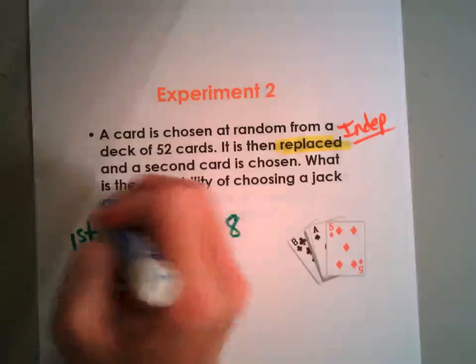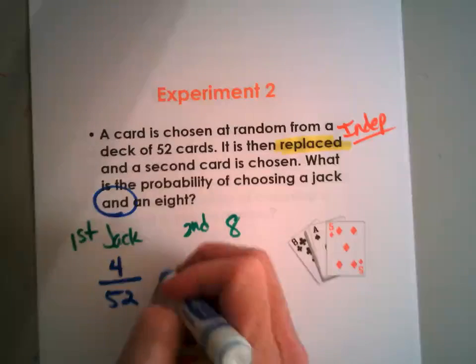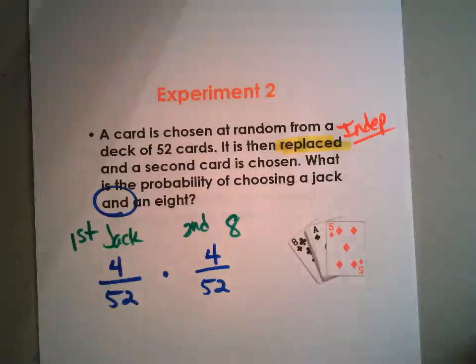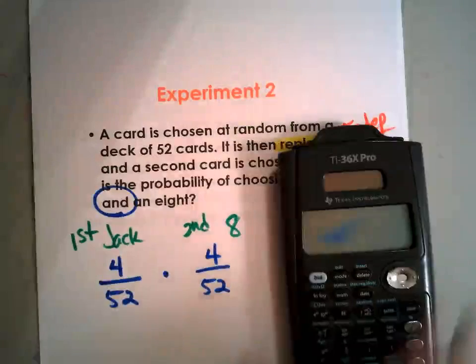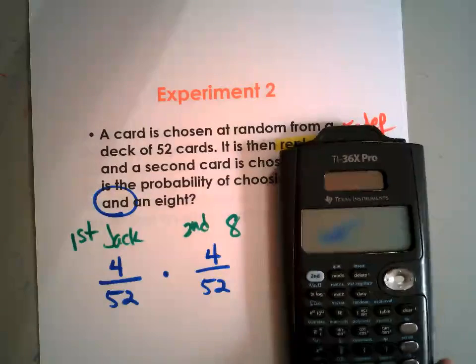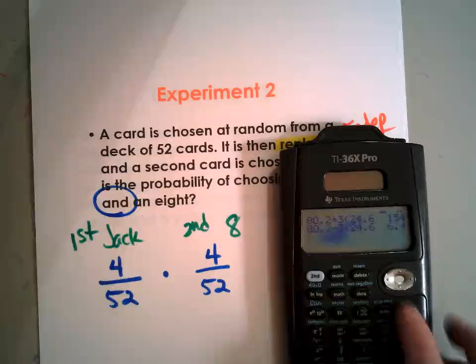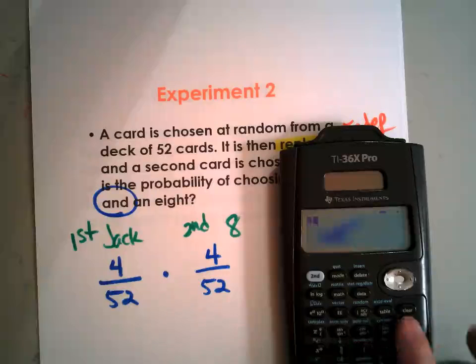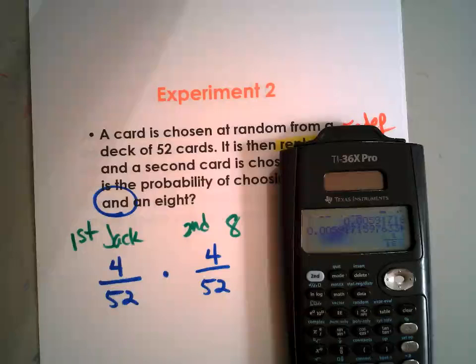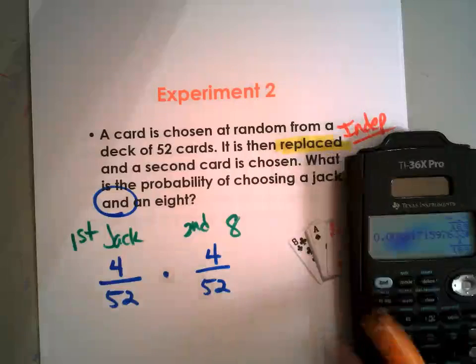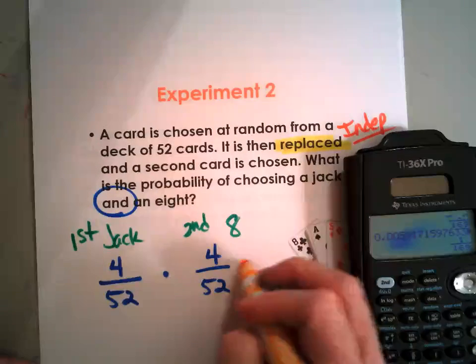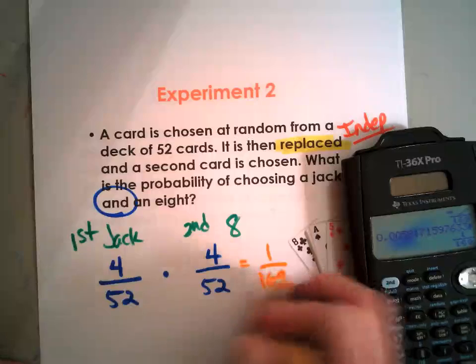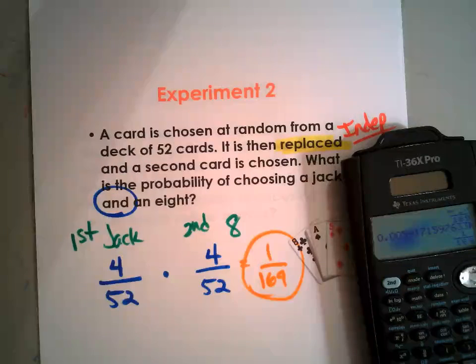Since it says "and," we're going to multiply those. This is really where the calculator is going to come in handy. I'm going to use the TI-36 just because it's a little quicker. 4/52 times 4/52 gives us 1 out of 169 tries that would happen. So it's not very likely that that's going to happen. So 1 out of 169 becomes that probability.